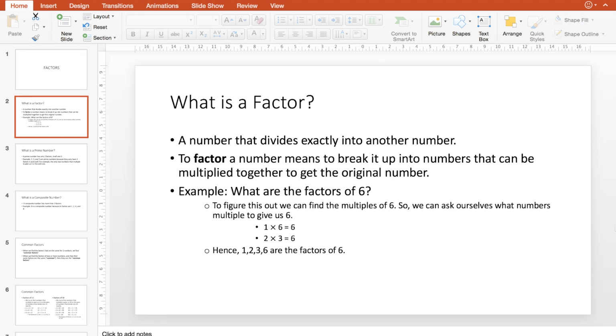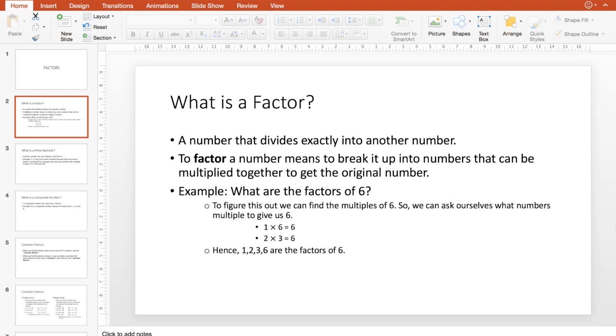So let's first discuss what is a factor. Well, a factor is a number that divides exactly into another number. In other words, to factor a number means that we need to break it up into other numbers that can be multiplied together to get the original number. So what I'm trying to say is we basically can find the multiples of that number to get the factors of that specific number. So now let's go into a specific example.